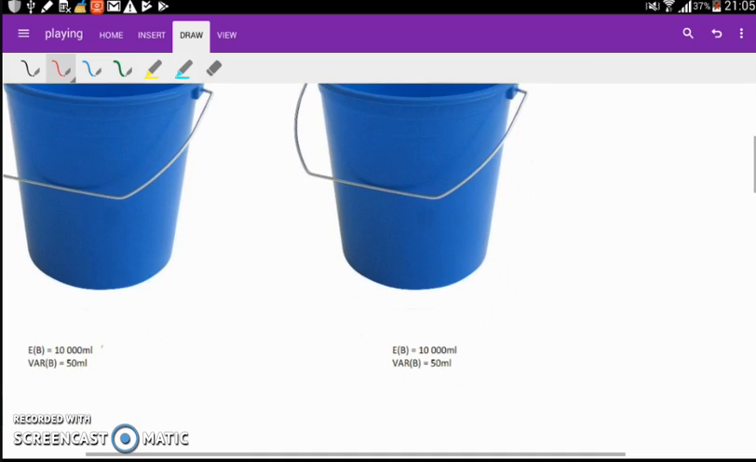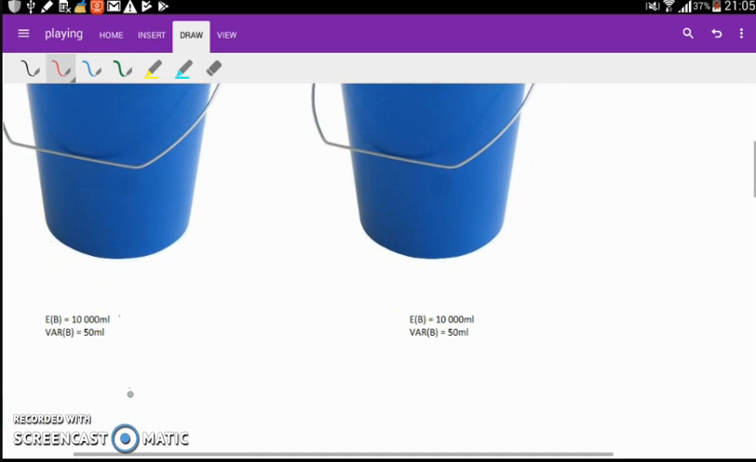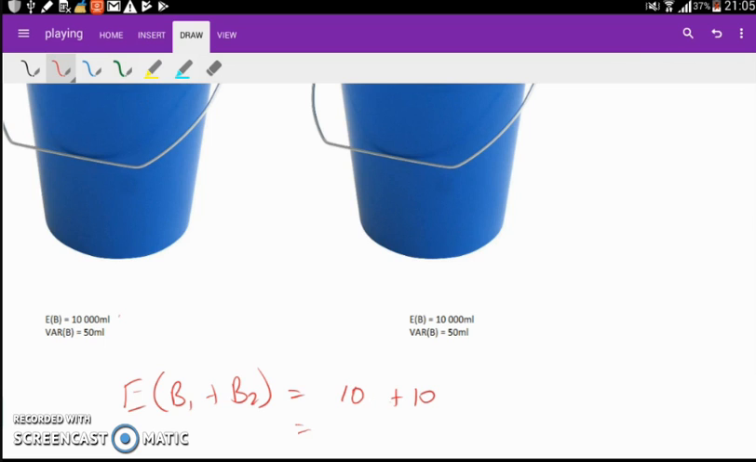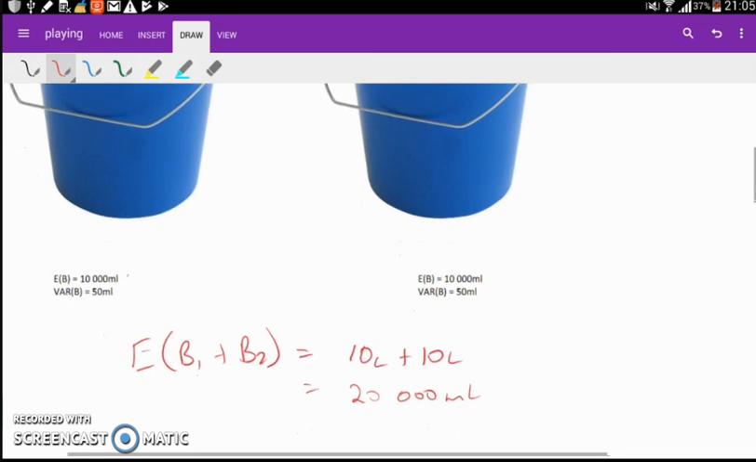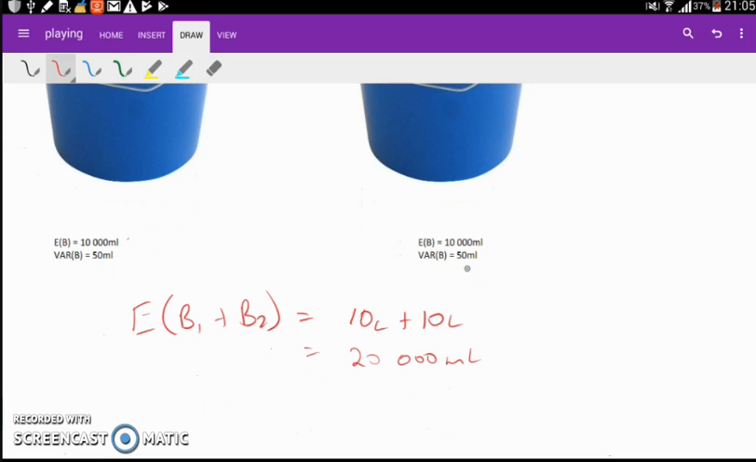So if we combine and we have the expected value of bucket 1 plus bucket 2, well, the expected value is pretty obvious, isn't it? We're expecting to have 10 litres plus 10 litres. So we're expecting to have 20 litres or 20,000 millilitres. Now, if we add them together, well, bucket 1 might have had 10 mils, not enough. Bucket 2 might have had 50 mils, not enough.